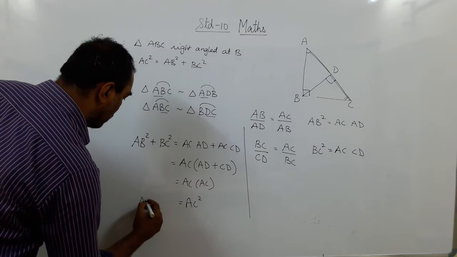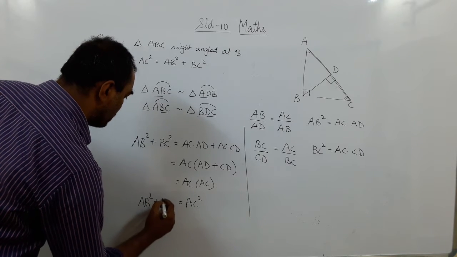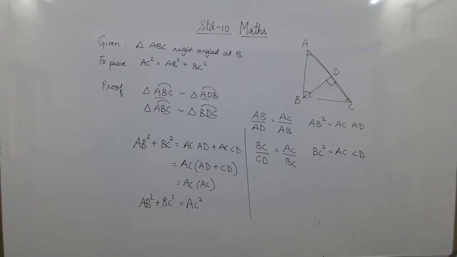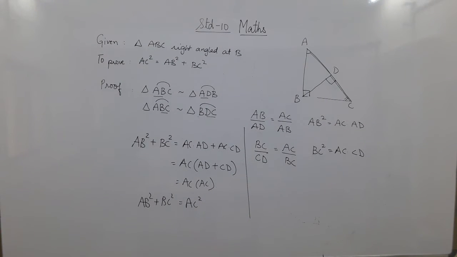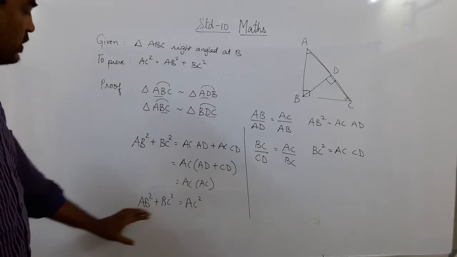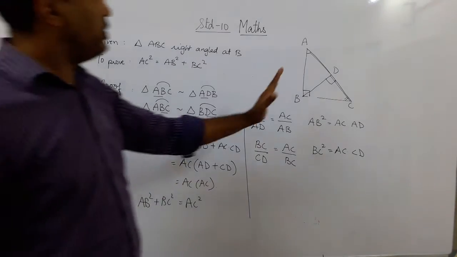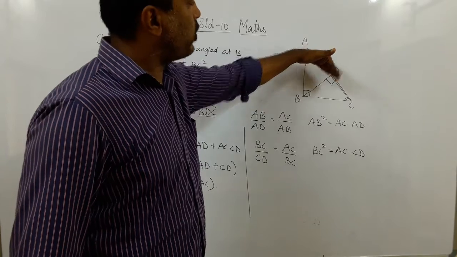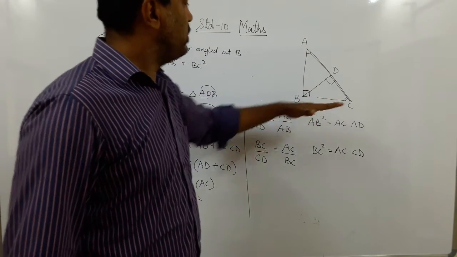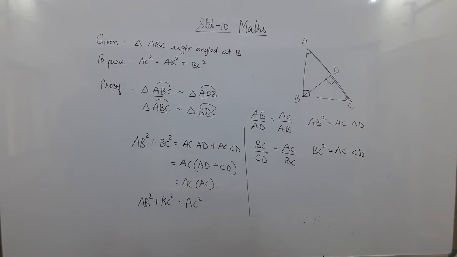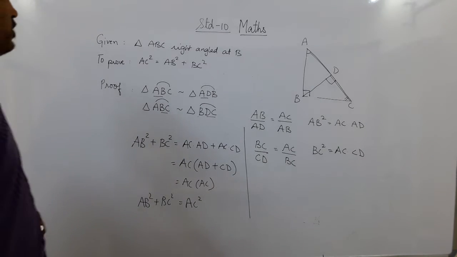So I have got AB square plus BC square is, quite sorry for the disturbance, okay? I'm really very sorry, but we have proved AC square equal to AB square plus BC square. So in the Pythagoras theorem, what have we got? The square of the hypotenuse is the sum of the squares of the smaller two sides. Okay? Is it clear? So we are done with the theorem.